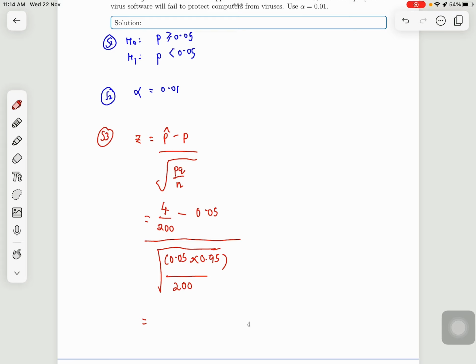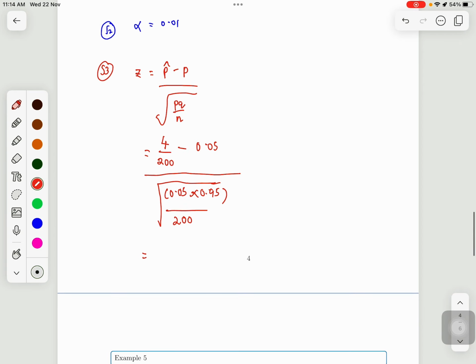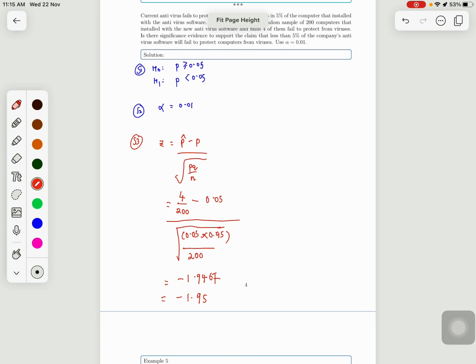My answer here is negative. Negative, please. This one for last example before I go to the class. So negative 1.9467. Since we have 4 decimal places here and we want to refer to the Z table, we only take 2 decimal places. So that means negative 1.95.